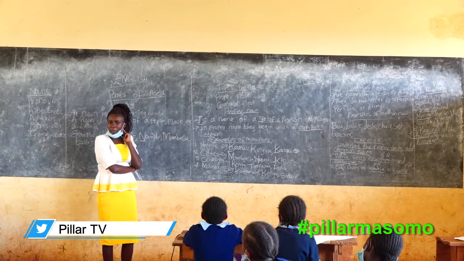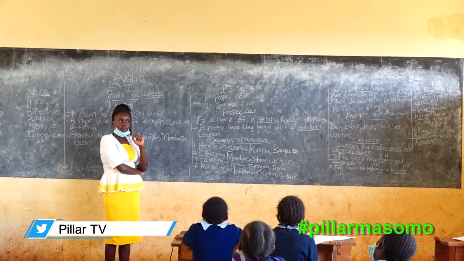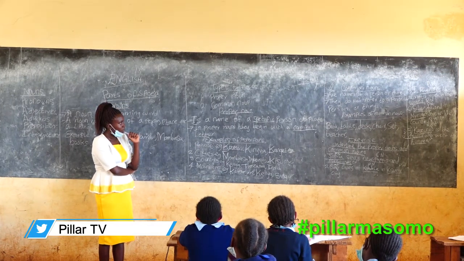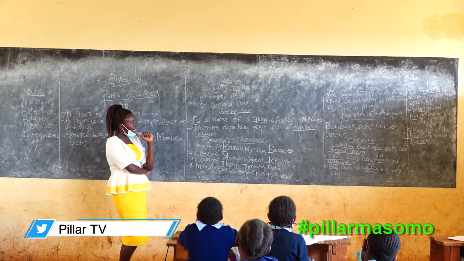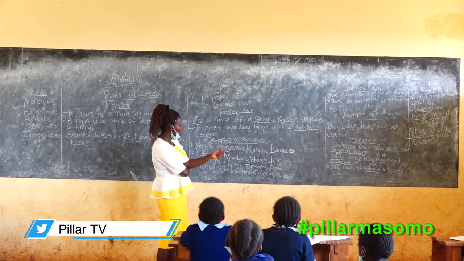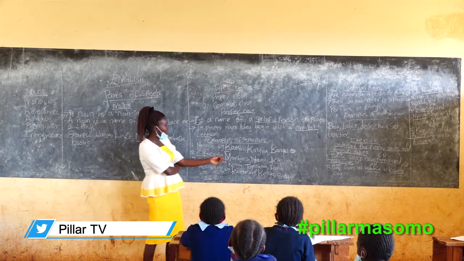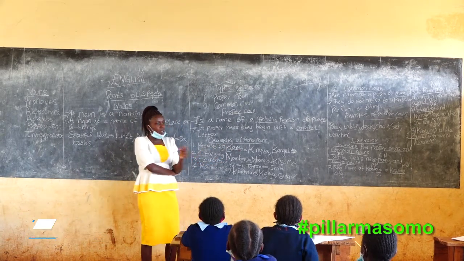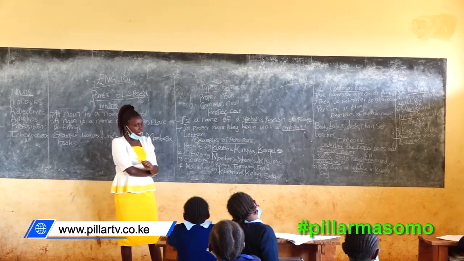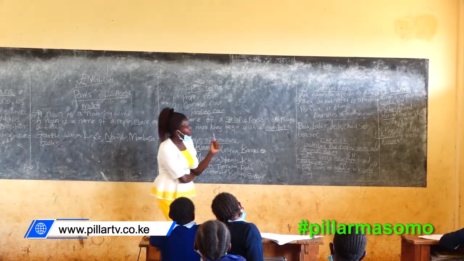And you have said what is a proper noun? It is the name of a specific person or place. A specific person we have Kamau. A specific place we have Mombasa. Okay? Yes. Let's go to common noun.